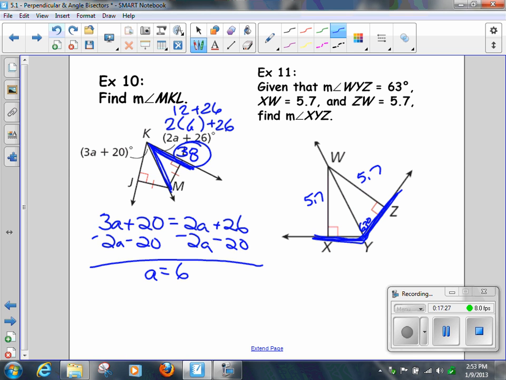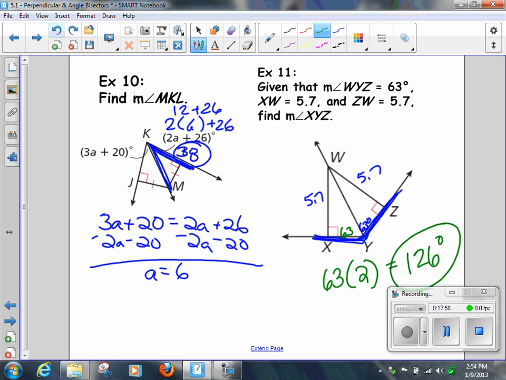Why? Because half of that one big angle is 63, which means this other one has to be 63. 63 times 2, or 63 plus 63 is 126. How many of you had that as your answer? Cool. All right. Questions? No questions? Got it? All right.